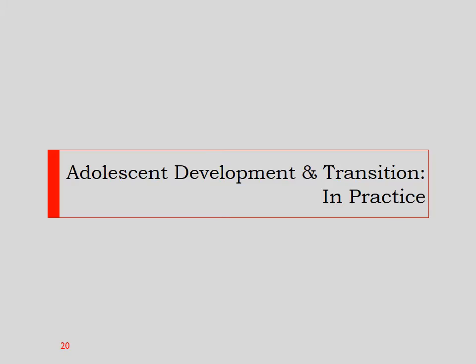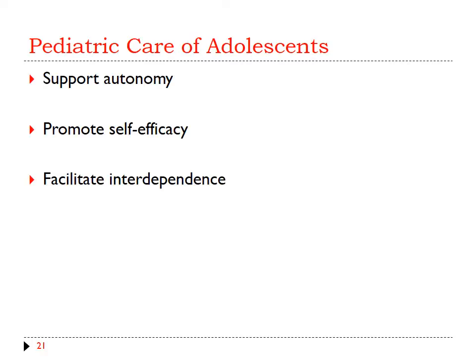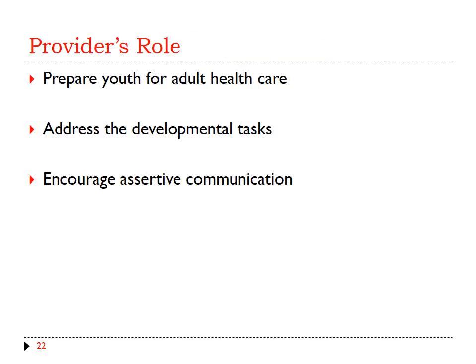This section describes practice-based strategies for addressing transition that are complementary to adolescent development. As the child becomes a teen, the tasks of pediatric care include supporting the autonomy of the adolescent, promoting the teen's self-efficacy, and finally, facilitating the interdependence of the young adult. By age 18, young people should be able to answer all of the doctor's questions, know what questions to ask, and be assertive to get the care that they need.